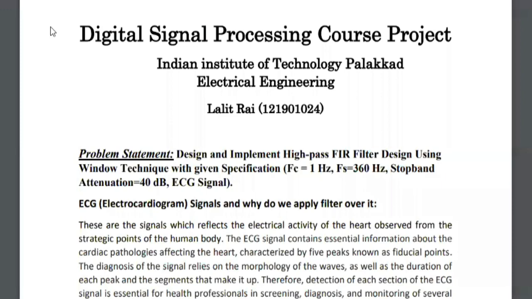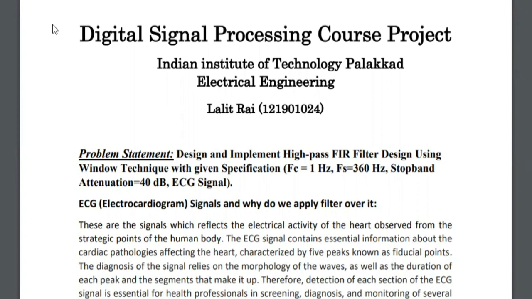Today I am presenting my digital signal processing course project, in which I have to design and implement a high-pass FIR filter using the window technique with given specifications. Cutoff frequency of 1 Hz, sampling rate of 360 Hz, stopband attenuation of 40 dB, and ECG signal.